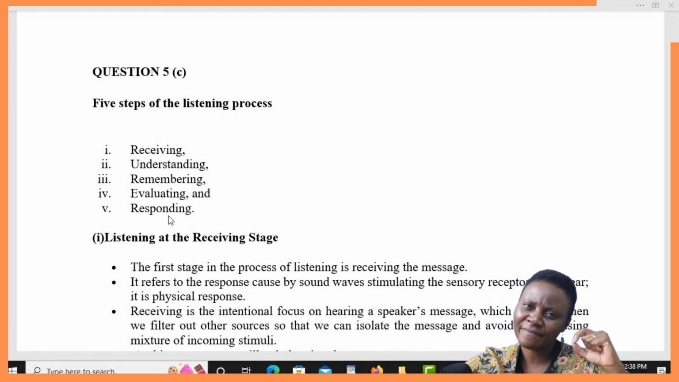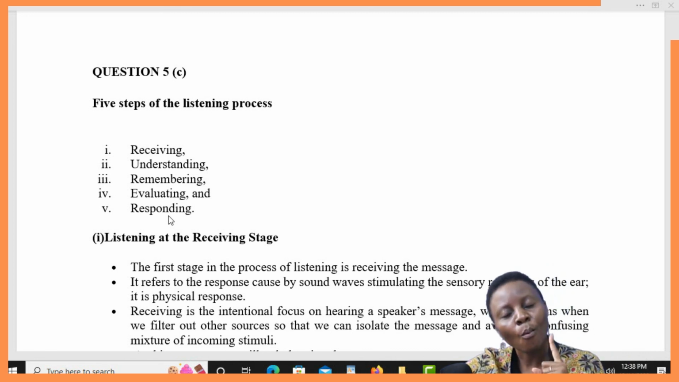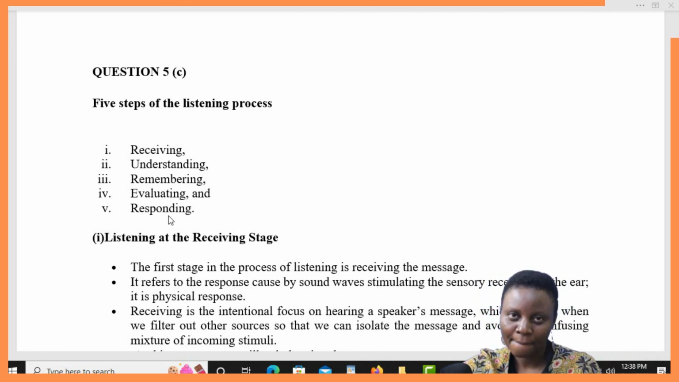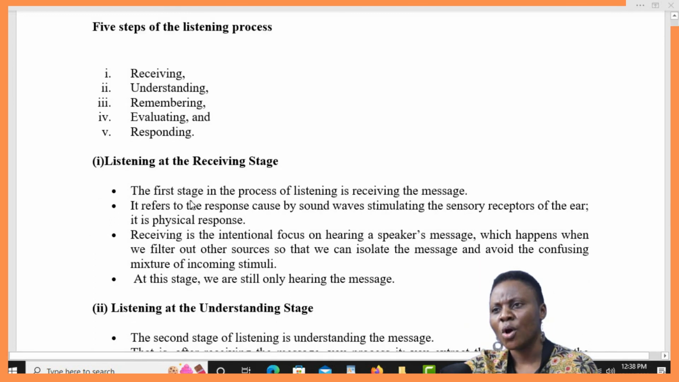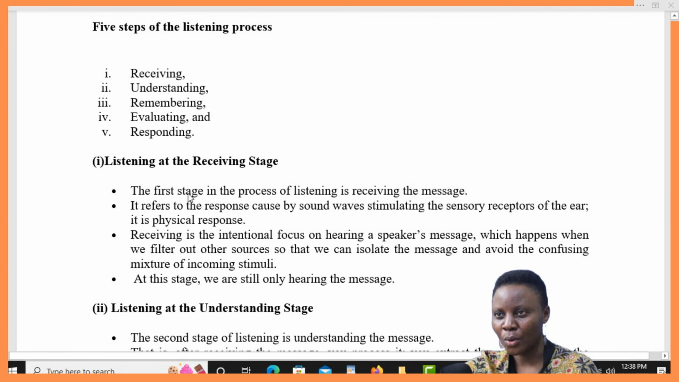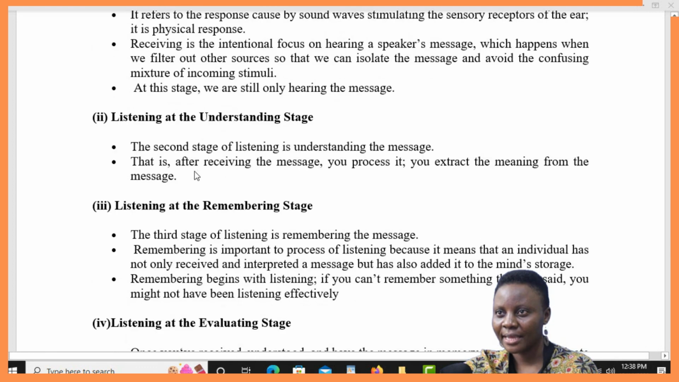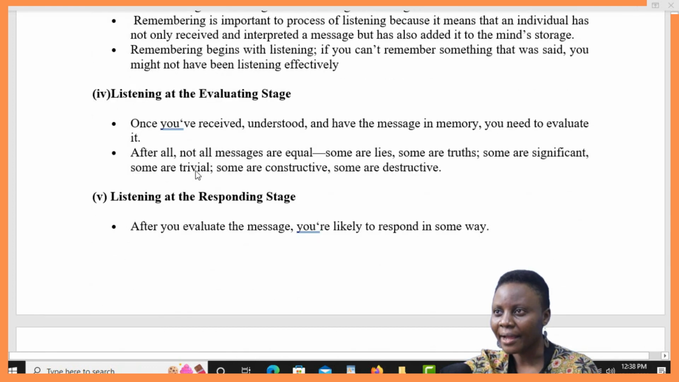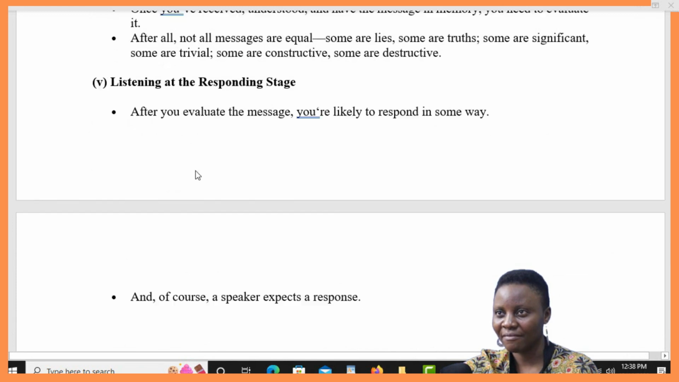And that is why it is right to say listening is not a one-time thing, but rather a process, because it will take you through a number of stages in order for you to reach the stage where you can give feedback or respond. So much detail is given here. You cannot read everything, but at least I've given a good summary of the listening process. So at your free time, you can keep on watching this video so that you can understand more about the listening process.